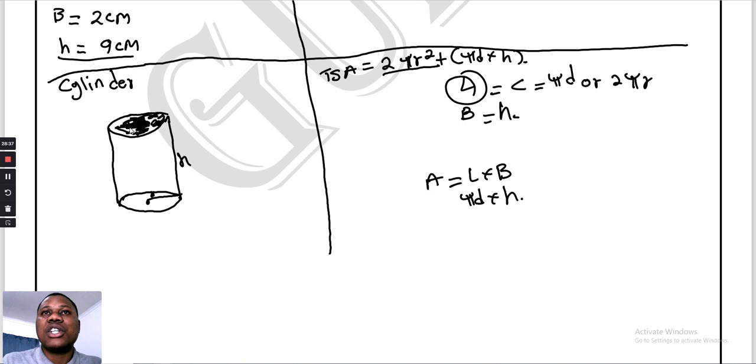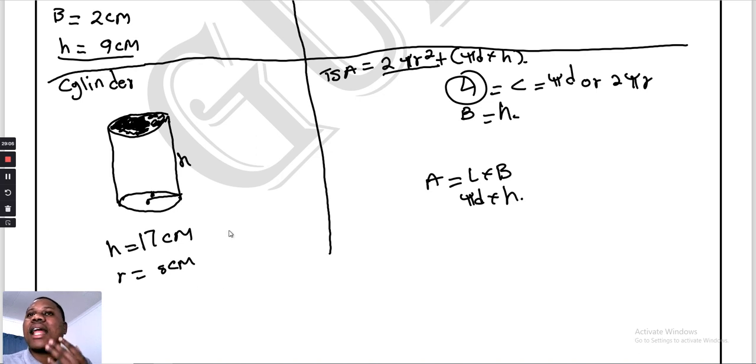Okay, so I would like us to take an example on that. Right, let's do an example. Let's say we are given a height of 17 centimeters and we are given a radius of 8 centimeters. Okay, now what are we going to calculate? We are now going to calculate the total surface area of this cylinder.